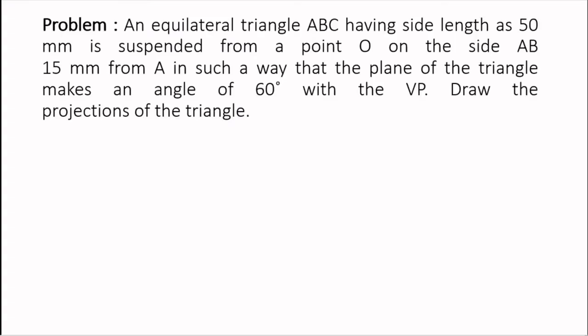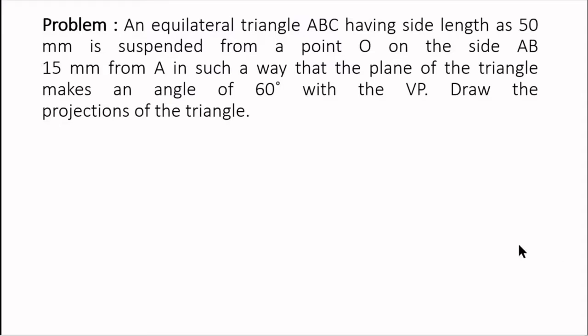The problem statement states that an equilateral triangle ABC having side length as 50 mm is suspended from a point O on the side AB, 15 mm from A, in such a way that the plane of the triangle makes an angle of 60 degrees with the VP. We have to draw the projections of the triangle.